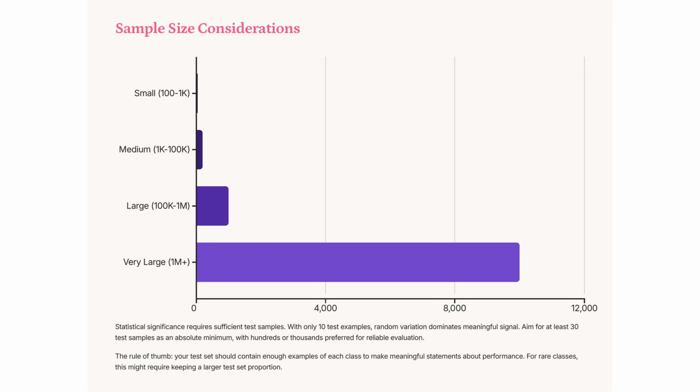Statistical significance hinges on sample size. With fewer than 30 test samples, random variation overshadows meaningful insights. Aim for hundreds or thousands for reliable evaluation. Ensure your test set includes enough examples of each class, especially rare ones, to draw meaningful conclusions about model performance.